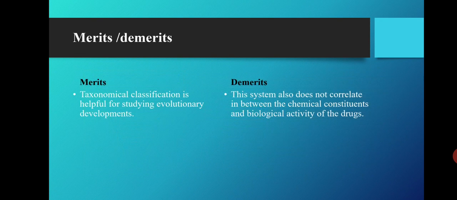What are the merits and demerits of this classification? Taxonomical classification is helpful for studying evolutionary development, क्योंकि एक particular type के plants उस तरीके से develop करेंगे, तो इसलिए evolutionary development हमारे लिए आसान होता है पढ़ना और समझना. और demerit क्या है? This system does not correlate between the chemical constitution and the biological activity of the drug. If we can say अगर ये इस प्लांट किंगडम की ड्रग है तो ज़रूरी नहीं कि उस प्लांट किंगडम की सारी ड्रग्स इस तरीके से ही एक्ट करें.